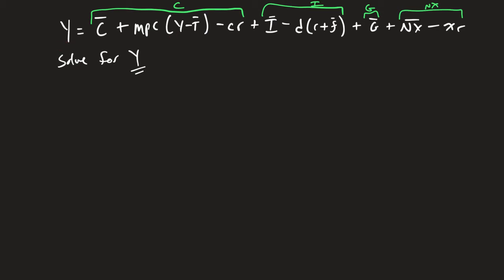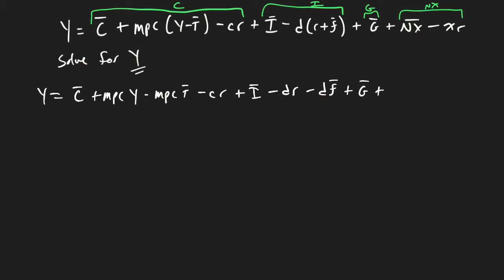So let's go ahead and do that. The way we're going to do it is distribute everything through so things look a little cleaner. Y equals C bar plus MPC times Y minus MPC times T bar minus C times R plus I bar minus D times R minus D times F bar. Make sure you're distributing your negative signs through, plus G bar plus NX bar minus X times R.